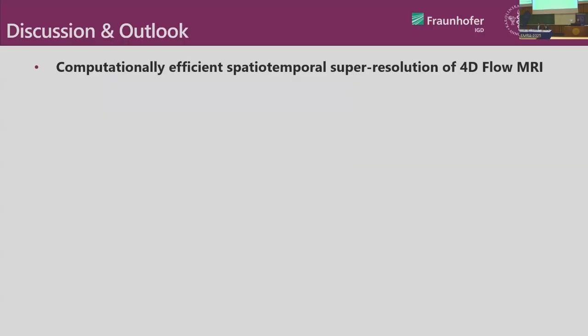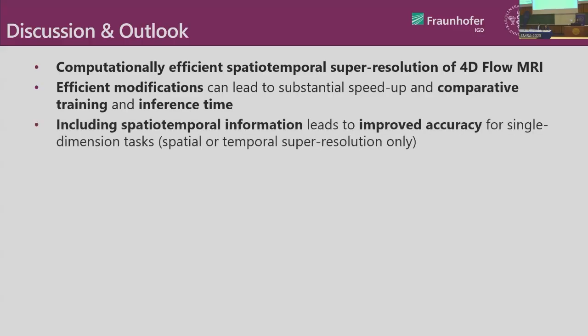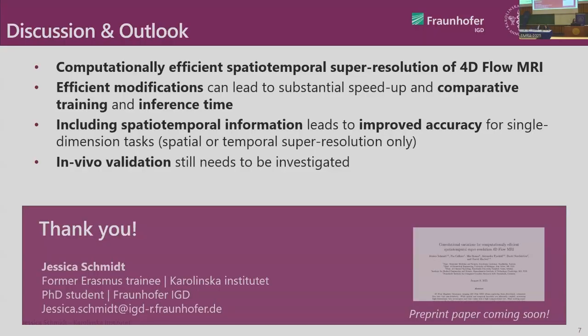To summarize, we achieved a computationally efficient spatial temporal super resolution of 4D-Flow MRI, meaning that we simultaneously increase the spatial and the temporal dimension. Our efficient modification led to a substantial speed up, resulting in comparable training and inference time. Ongoing research even indicates that including spatial temporal information can lead to improved accuracy for a single dimension task. Further in vivo validation still needs to be investigated. Thank you for your attention.